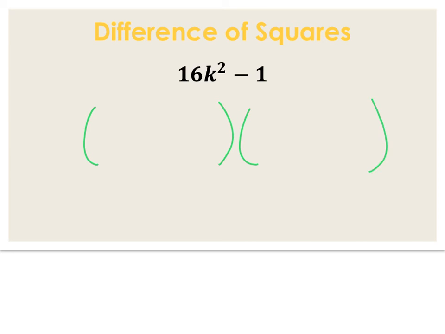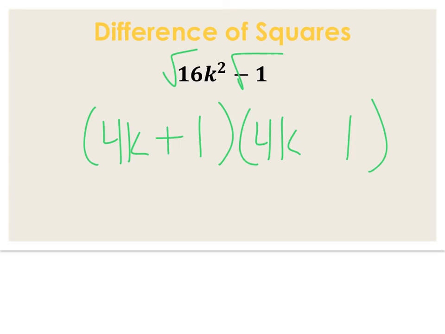So first and foremost, again, these bad boys, you can just square root them. So the square root of 16 is 4. The square root of k squared is just k. So each of my factors are going to start with 4k, because 4k times 4k is 16k squared. And then the next one, square root 1, well, that's 1 and 1. The thing about difference of 2 squares, the reason there's no middle term is because one of these is going to be positive and one of these is going to be negative. That's why your middle term cancels out, because you end up with positive 4k and negative 4k, and then those give you 0.